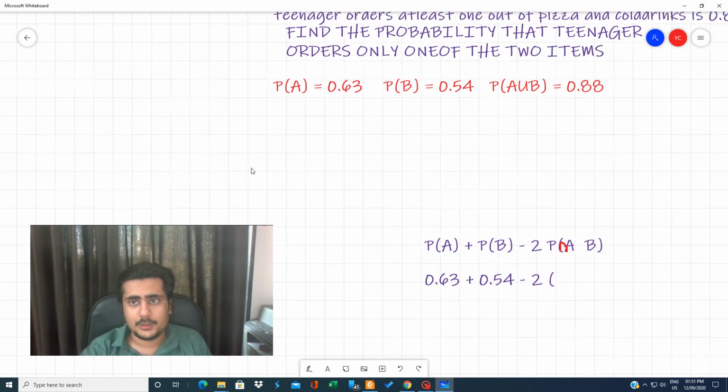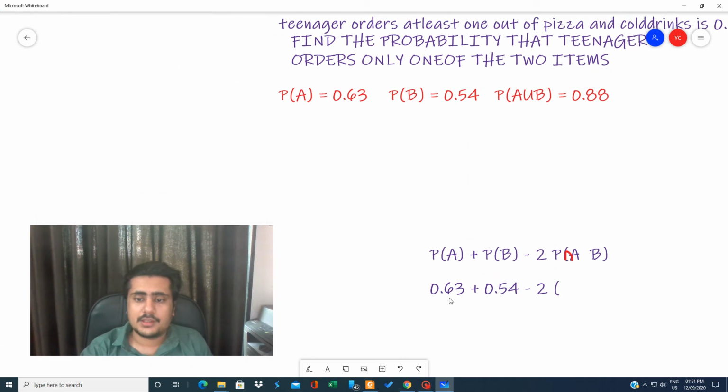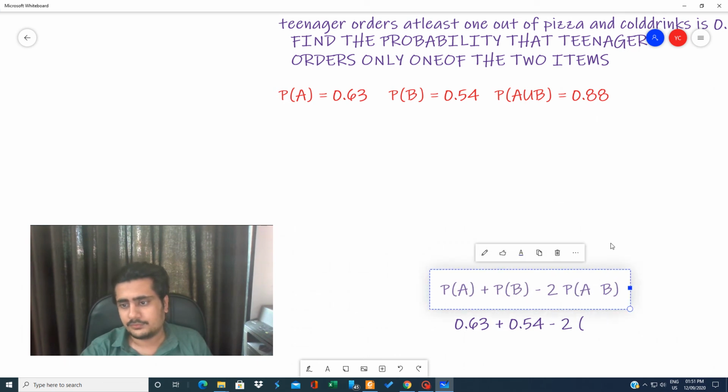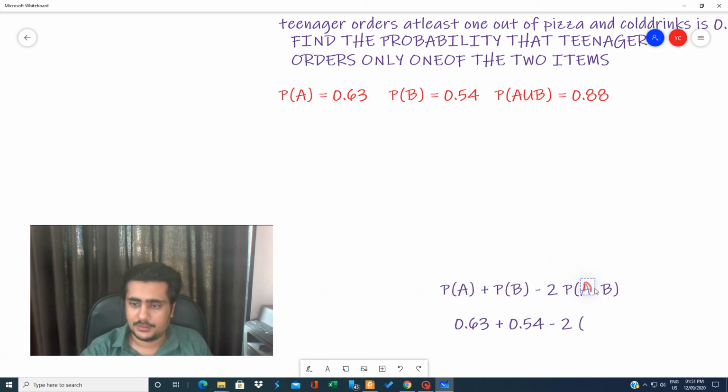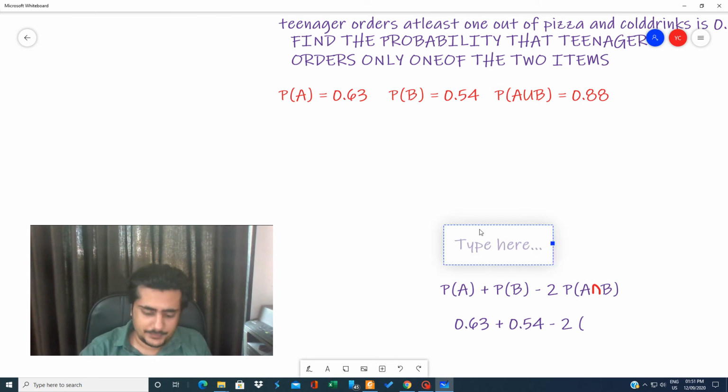Now this P of A intersection B. Do you have P of A intersection B? No sir, we don't have. But can you find P of A intersection B? Yes sir, we can. Okay, so we will be finding this P of A intersection B. See, you know what is the formula of P of A union B. It is P of A plus P of B minus P of A intersection B.